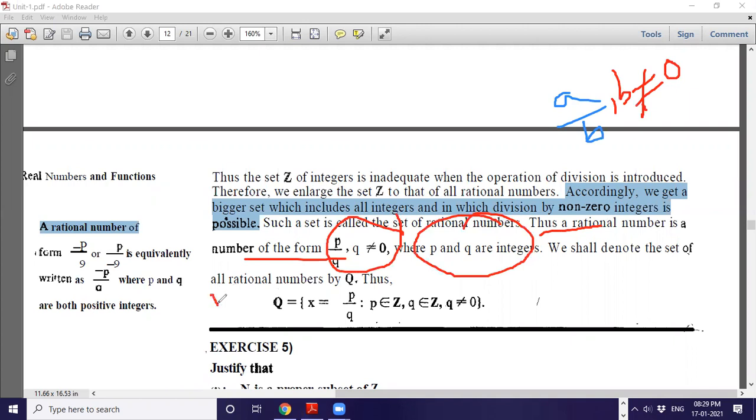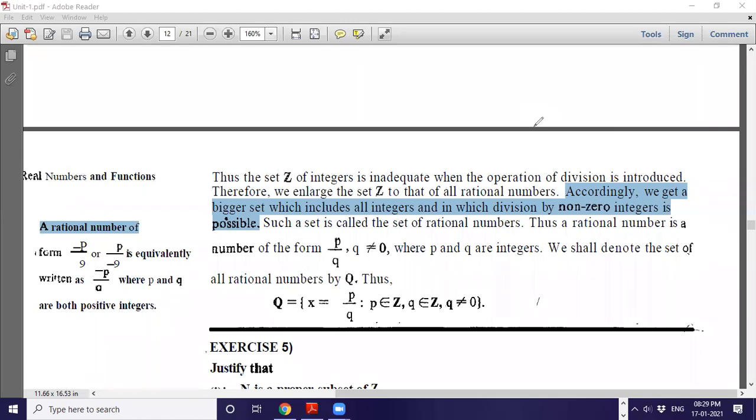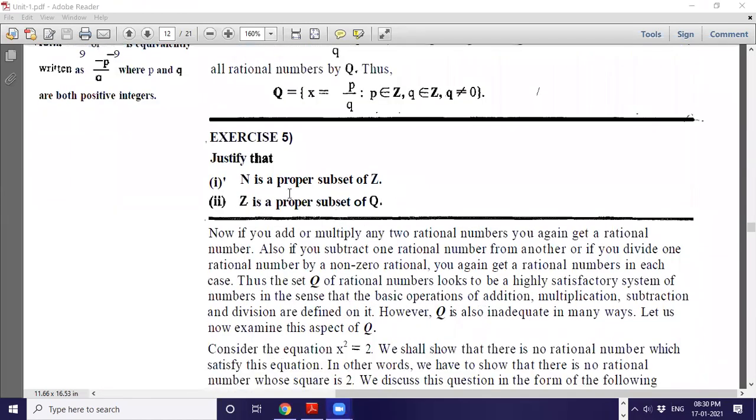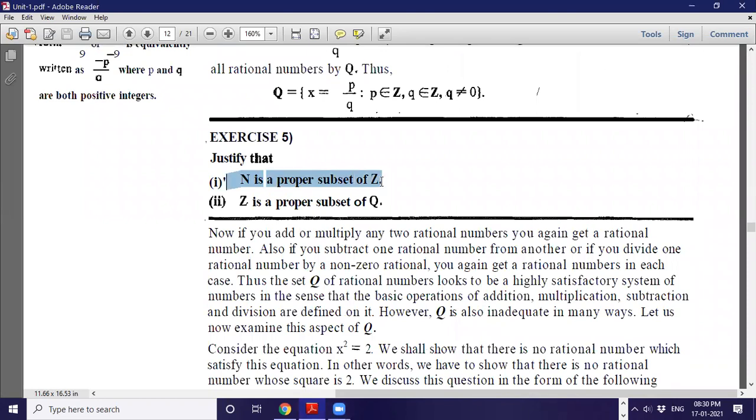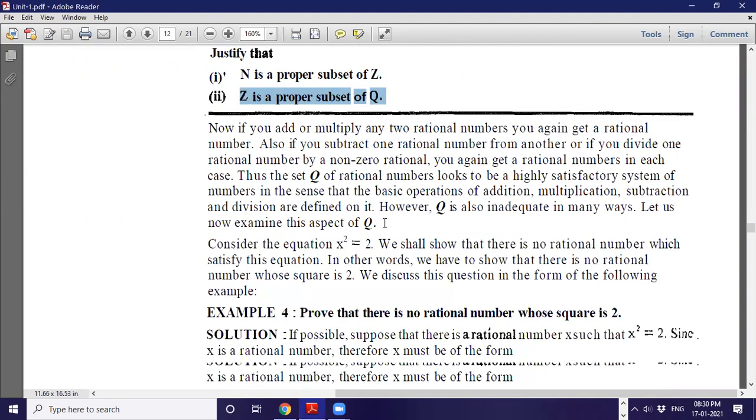And this is the general denotation of the set of rational numbers. So Q, x can be written as p by q, where p belongs to Z, q belongs to Z, and q is not equal to 0. Now, a simple example: natural numbers are a proper subset of Z. Very obvious. Then this set of integers, that is Z, is a proper subset of the rational numbers. That is also obvious.